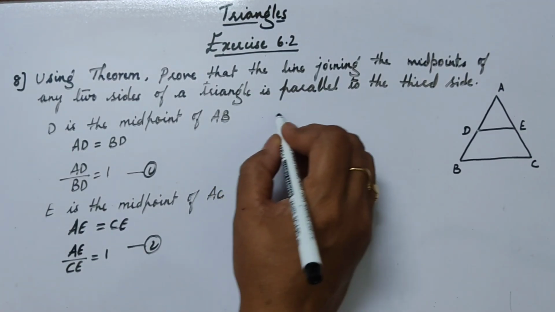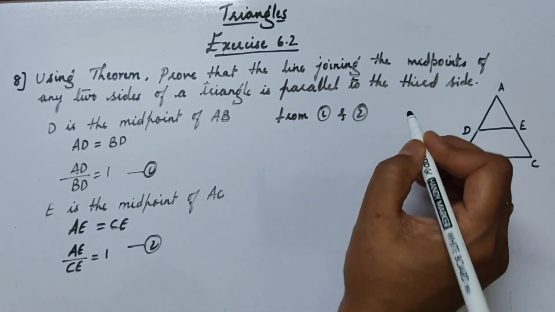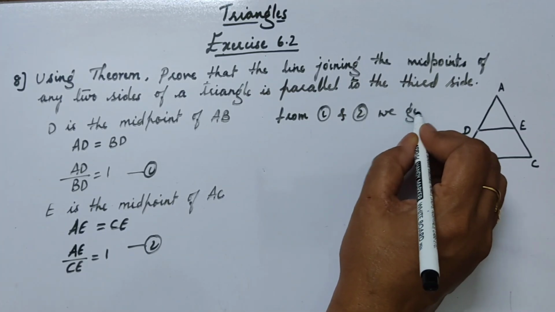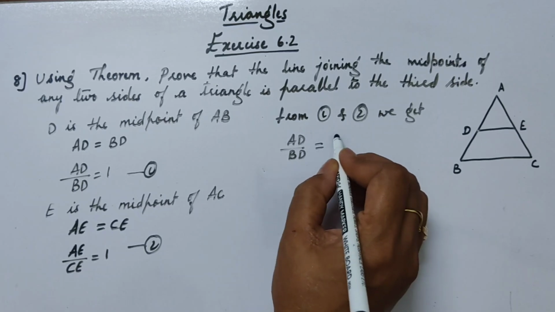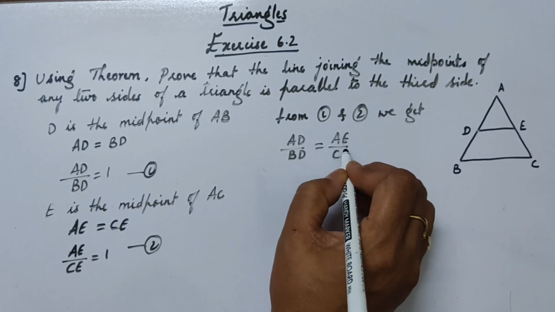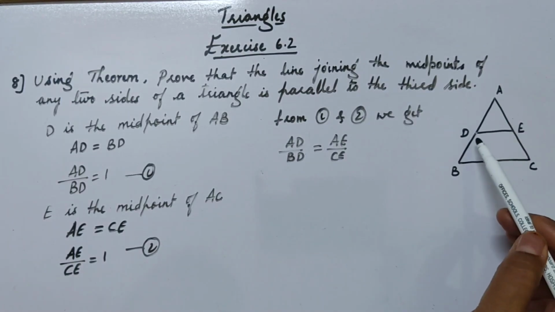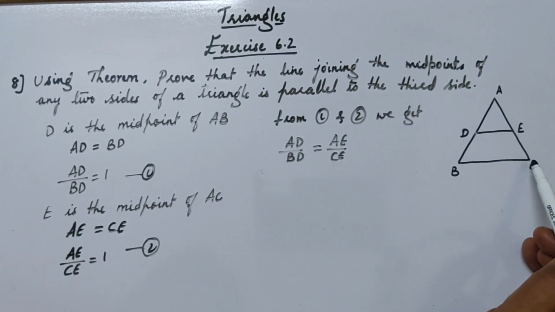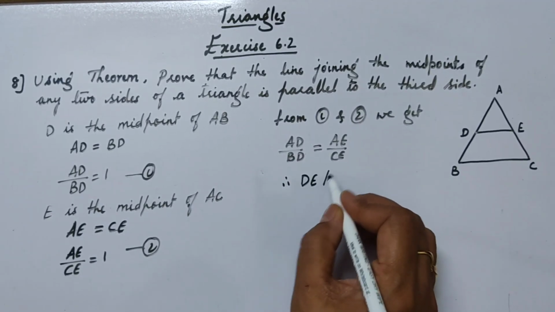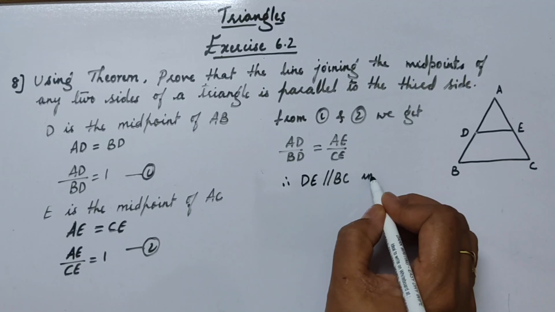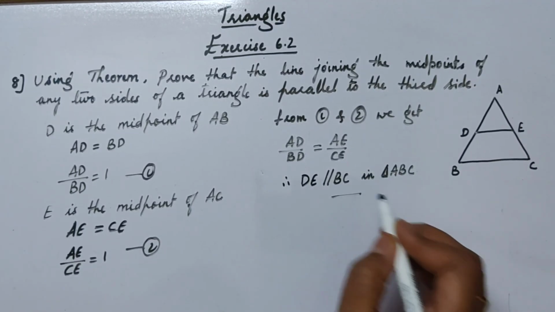I can say from 1 and 2, we get that AD upon BD equals AE upon CE, students. So AD by BD equals AE by CE. Therefore, we can say that DE is parallel to BC in triangle ABC. I hope this is clear to you all, students.